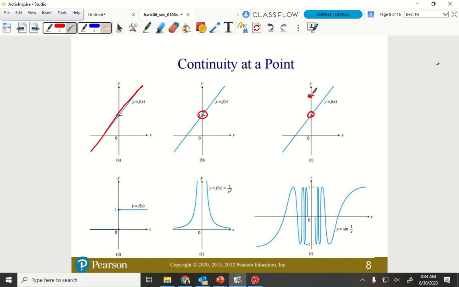So this is a piecewise function. It's equal to here, but it's not equal to here. There we go. Here's the other example that I'm showing. Solid dot here, open dot here, continuous. Both these going to infinity.